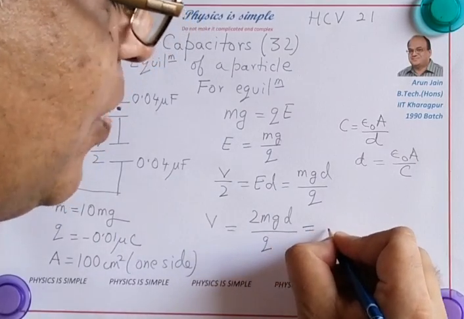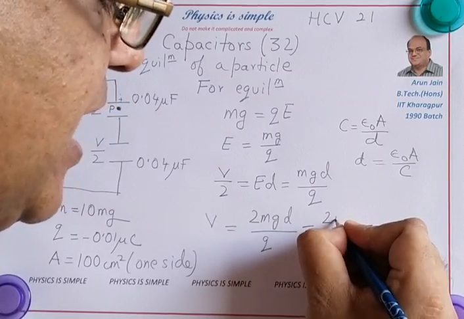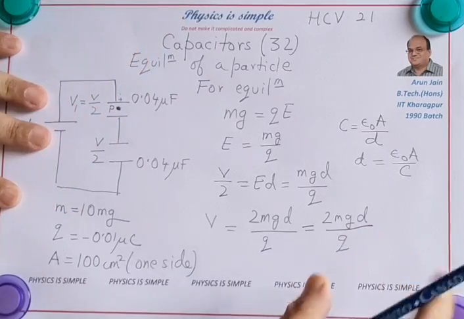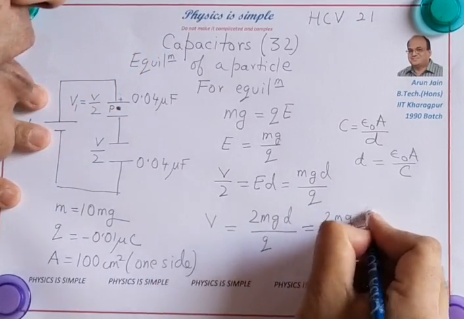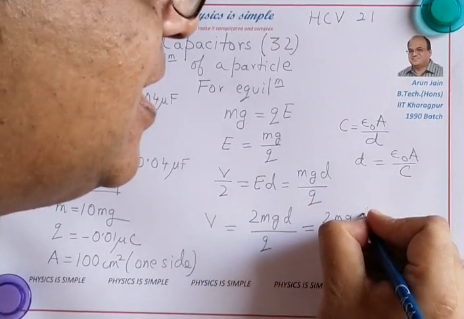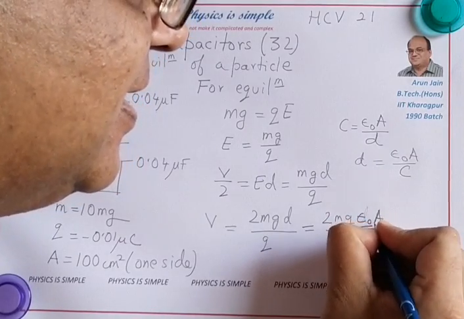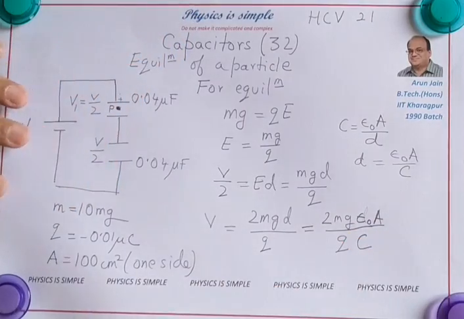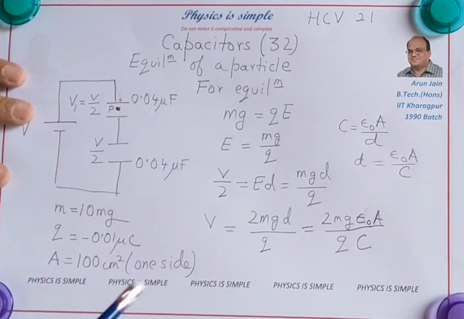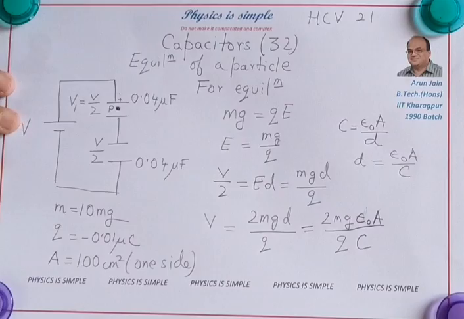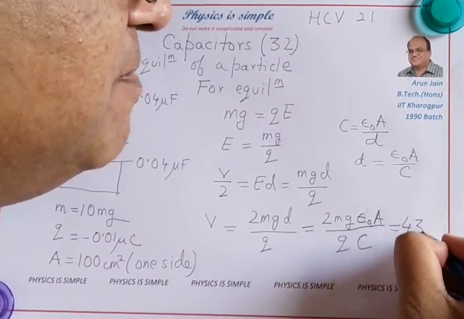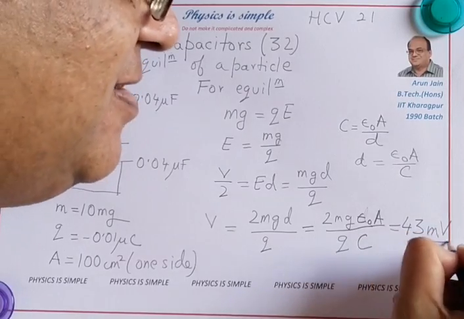So therefore this equation becomes 2mgD by q. D is gone because D is epsilon naught A by C. So we'll write epsilon naught A by C. Now everything will convert to SI units, okay, and we'll put the values, and if you do the calculation, this answer comes to 43 millivolts. That is the value of V.